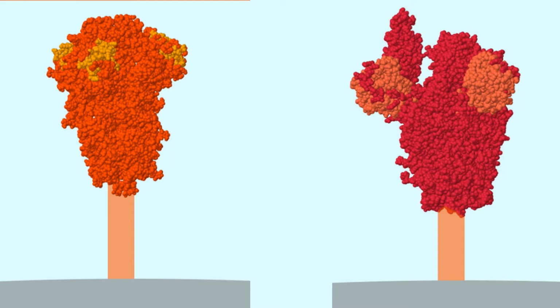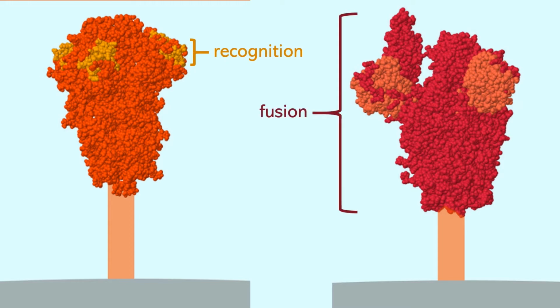The colors I chose as I generated these images is reflective of their properties. For example, the most dangerous part of COVID-19 is the recognition section, colored here in an alarming gold. For SARS, the most dangerous part is the fusion section, colored here in a deep maroon.